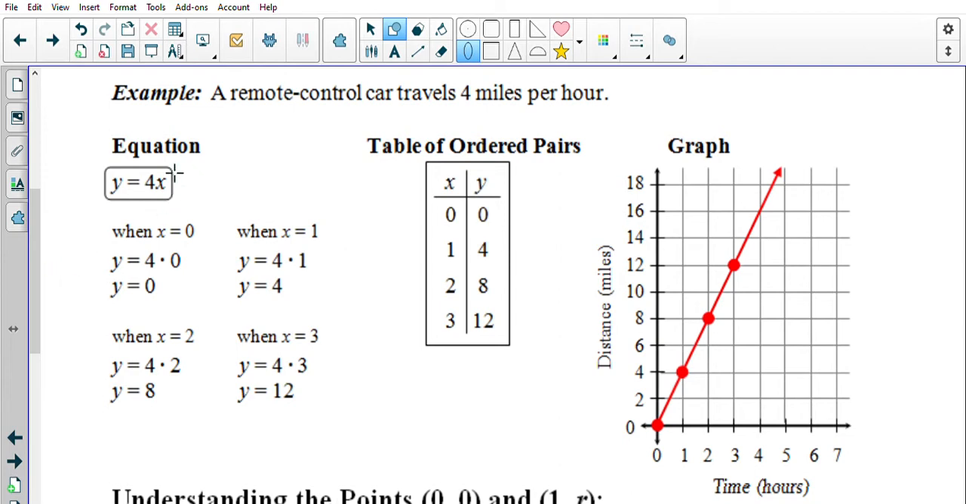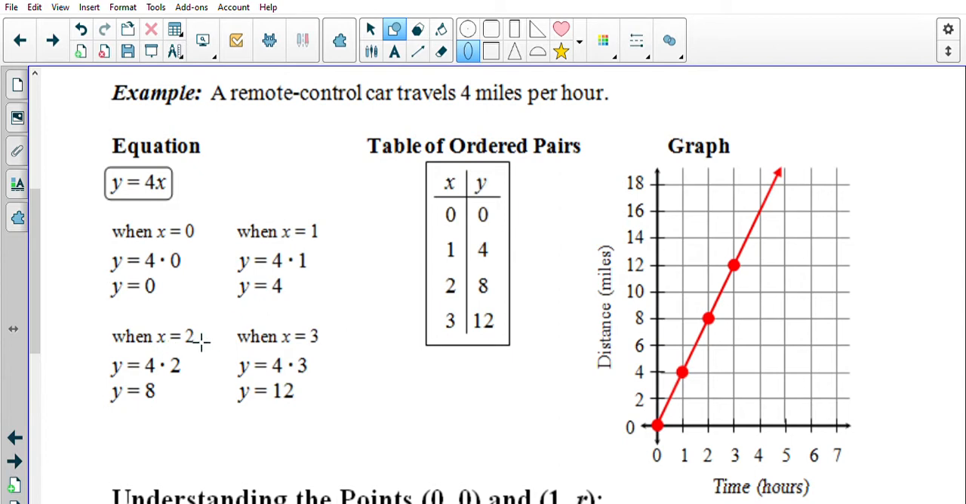So we can choose values for x, like 0, 1, 2, and 3, and solve for what y will equal. So when x is 0, 4 times 0 is 0. So when x is 0, y is 0. We can see that ordered pair right here. When x is 1, 4 times 1 is 4. And that means that when x is 1, y is 4.